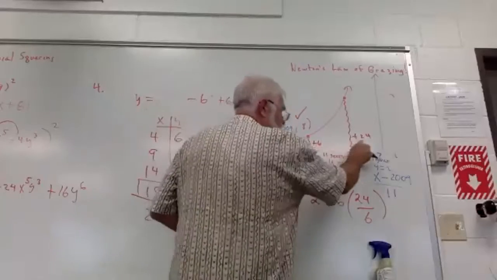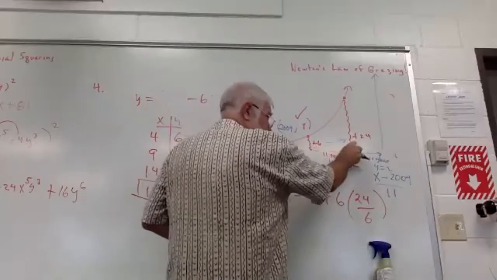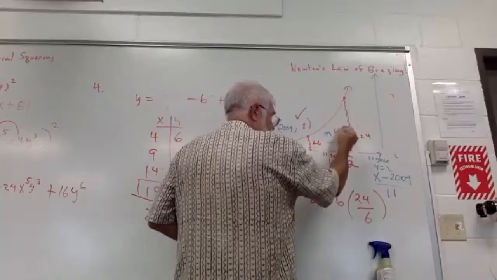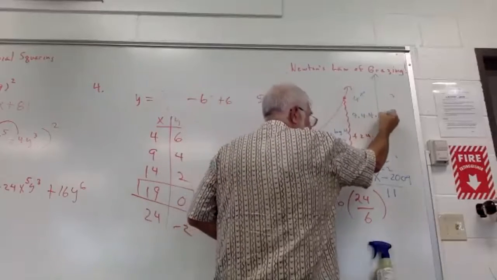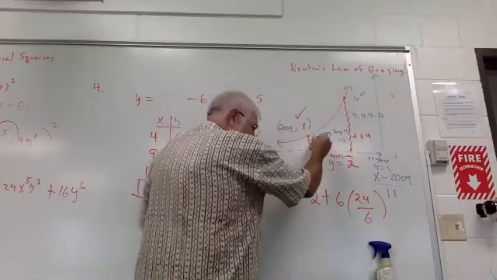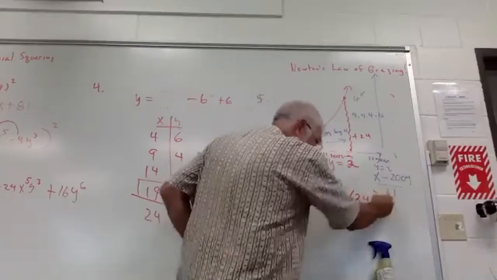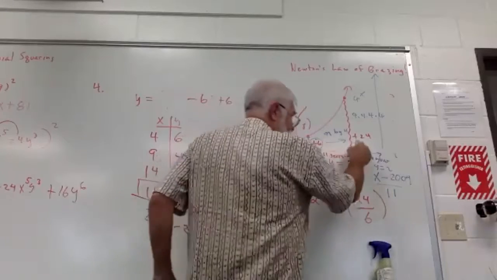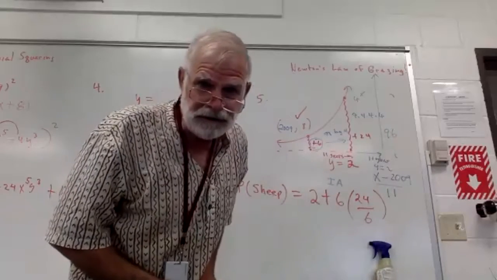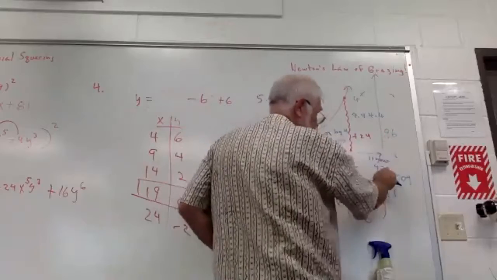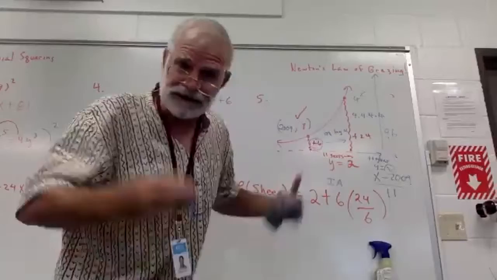How did I get from this number to that number? 96. I went from this number by multiplying by 4. That's what 4 to the x is: 4 times 4 times 4 times 4. What am I multiplying by 4? The initial amount. The initial amount is getting multiplied by 4. How often? Every 11 years. So that amount is going to be exactly what you just said. I think you said 96, yes? You're absolutely right. And what's 96 plus 2? Because I'm on top of 2, right? Isn't it 98? Let's see if it works.